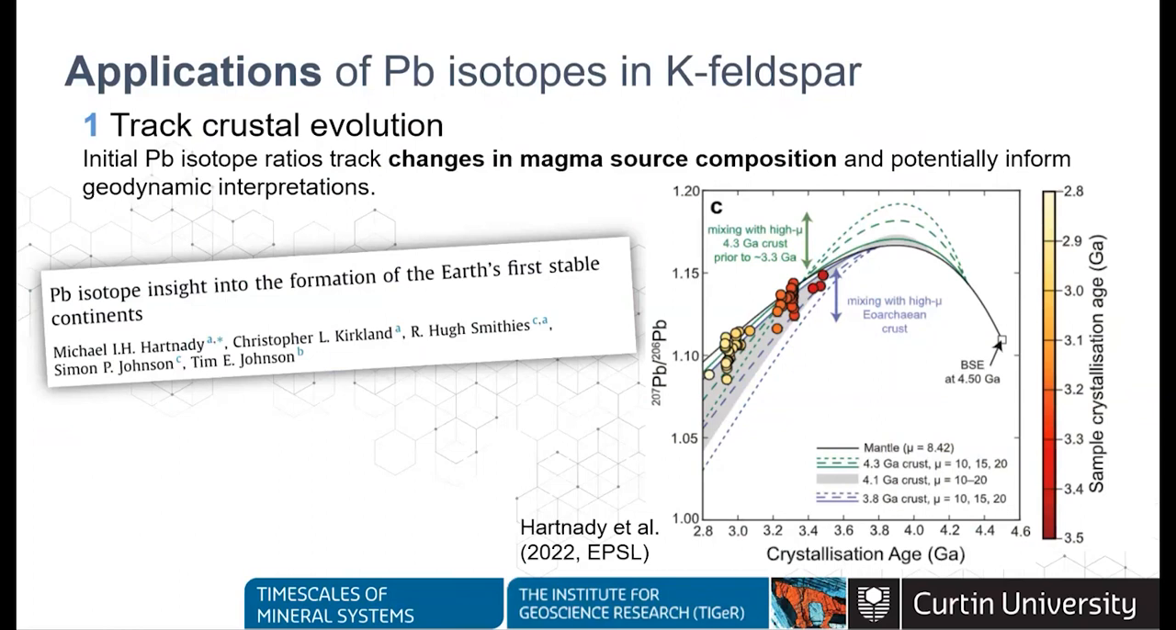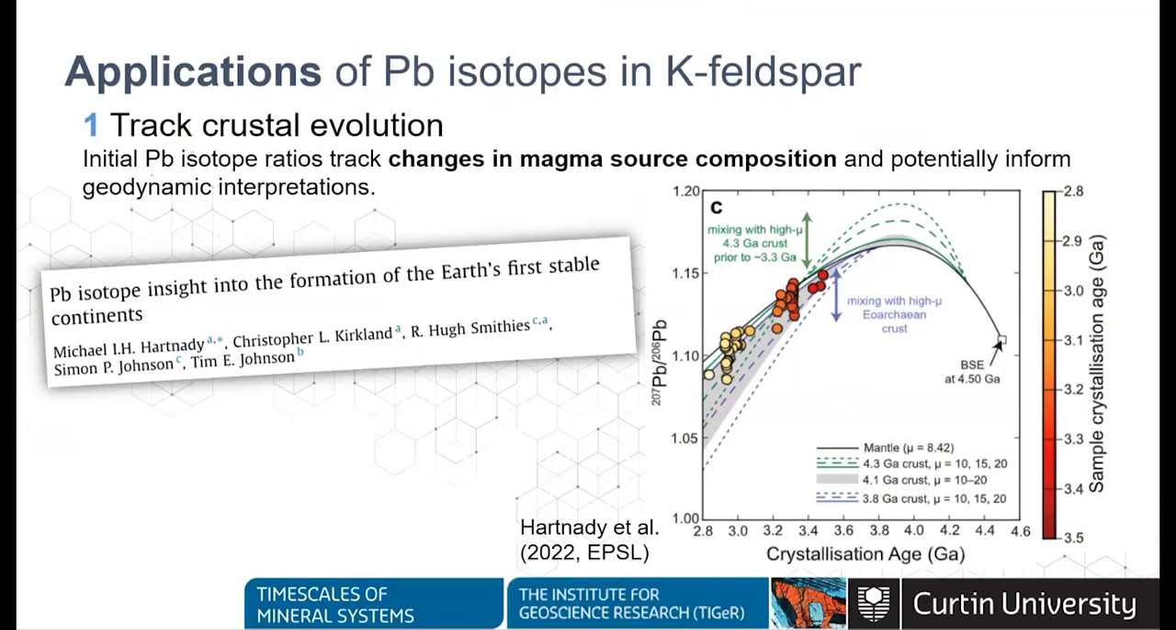So the colorful dots in this figure are the lead isotope ratios of K-feldspar. They're color-coded by crystallization age, which is also shown on the x-axis. Then we have in black the lead evolution of the bulk silicate Earth. And we have the results of numerical modeling here, shown as dashed lines, that model mixing with a Hadean crustal component and mixing with an Archean crustal component.